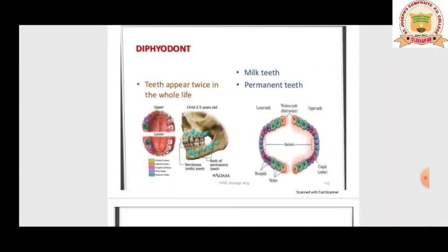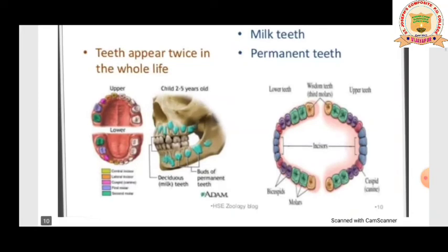As I said, in a mammal's lifespan the teeth appear twice: one is milk teeth and the other is permanent teeth. The definition of diphyodont is that teeth appear twice in a whole life. Such teeth we call diphyodont. Here also I have given you a clear picture of how incisors, molars, premolars and canines look.